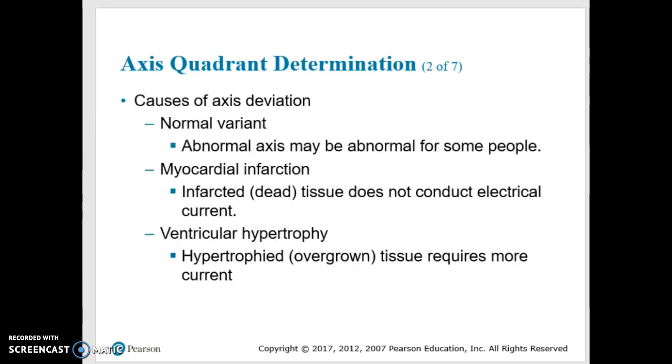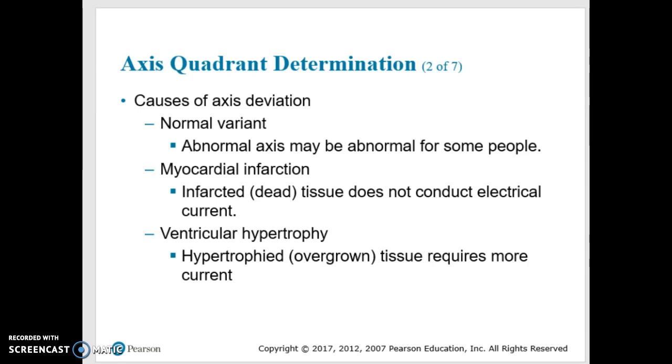But first, there are causes of axis deviation. A normal variant: it may be normal for some individuals, but it also may have an abnormal axis. So what I mean by this is it may not exactly be normal. It's not the perfect picture, but it's normal for you.